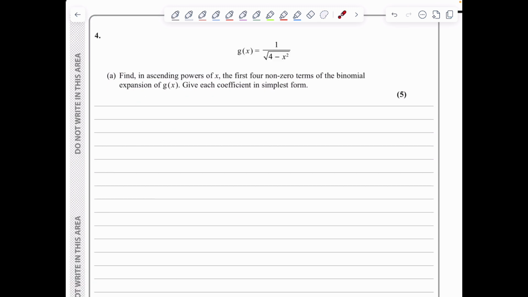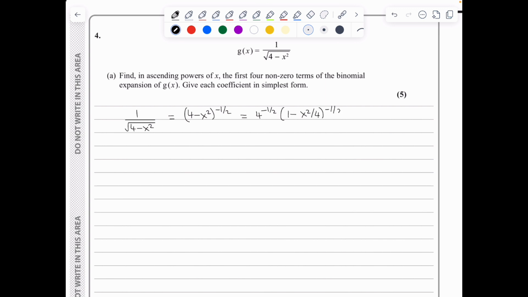In 4a, we're given g of x, and we need to find in ascending powers of x the first 4 non-zero terms of its binomial expansion, giving each coefficient in its simplest form. So we've got 1 over the square root of 4 minus x squared. The first thing to do is to write this as 4 minus x squared to the minus a half. The 4 will be factored out, leading to 4 to the minus a half times 1 minus x squared over 4 to the minus a half. Remember that whatever we factored out, we also divided by within the bracket.